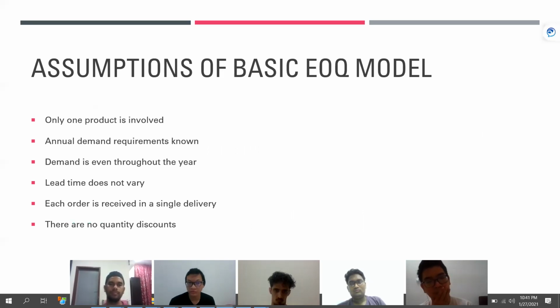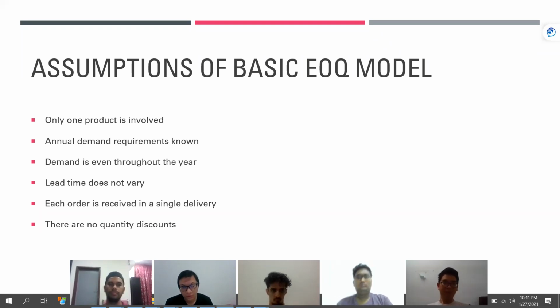If I take a look at the second slide, we talk about the assumptions of the basic EOQ model. There are 6 points here. Only one product is involved. Annual demand requirements are known, and demand is even throughout the year. Lead time does not vary, meaning the lead time is constant. Each order is received in a single delivery. The last one is there is no quantity discount.